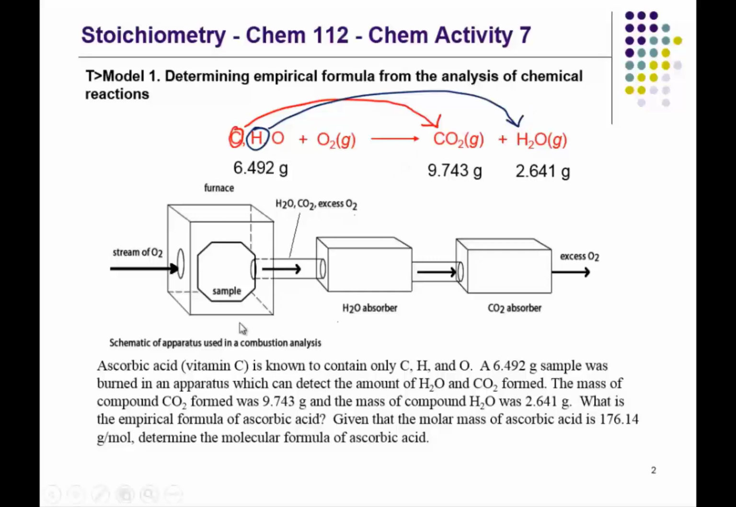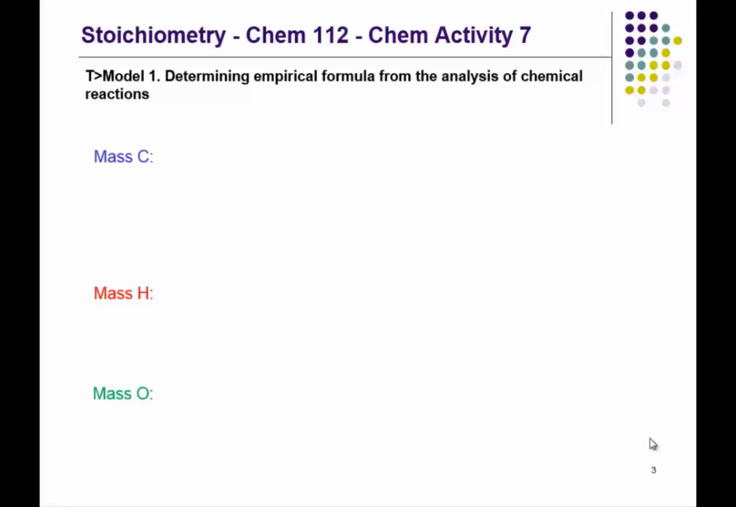As with any empirical formula determination, the steps are to find the mass of each of the elements, convert these masses to the amount of the elements in moles, and then finally to the mole ratio. I've set up a bit of a template on your sheet, and you see something similar here, where we're going to try to find the mass of carbon, the mass of hydrogen, and the mass of oxygen. In previous problems, we found these by using the percent composition and assuming 100 grams, for example. In this case, we have to find the mass of carbon, hydrogen, and oxygen by a different means, based on how much CO2 and how much water was formed in the combustion reaction.